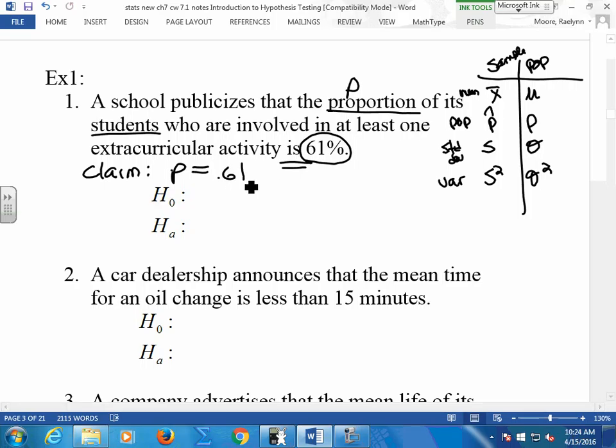So start like this. This is my claim. Now, my HO says it's the one with the equal sign. So this is the guy with the equal sign. What's the opposite of being equal? Not equal. That's my alternate. Not equal. It's as simple as that. Maybe you want to write down an example to do. I didn't write down an example for you. Maybe you want to just fill it in on your page so you know how to do this.